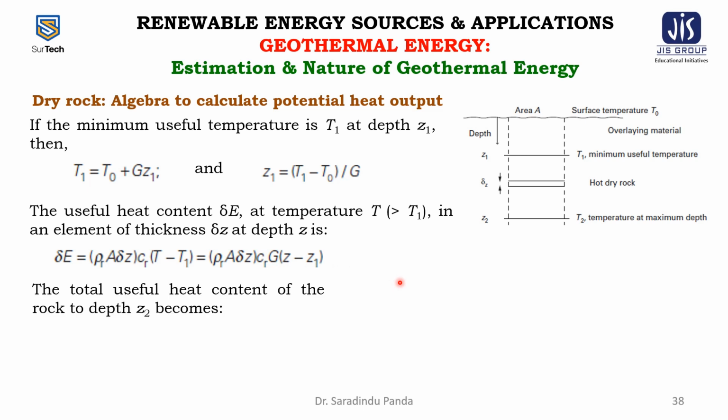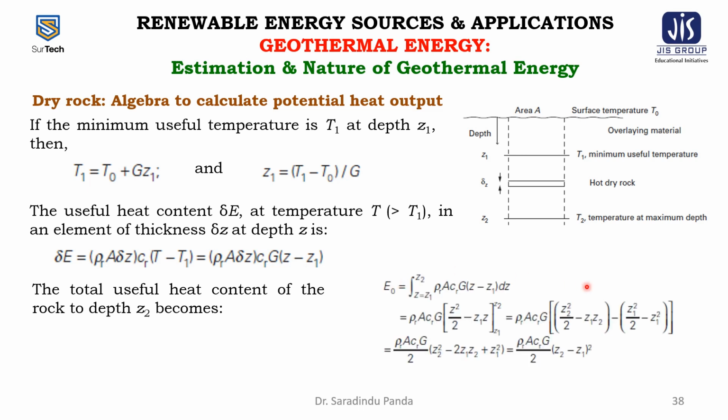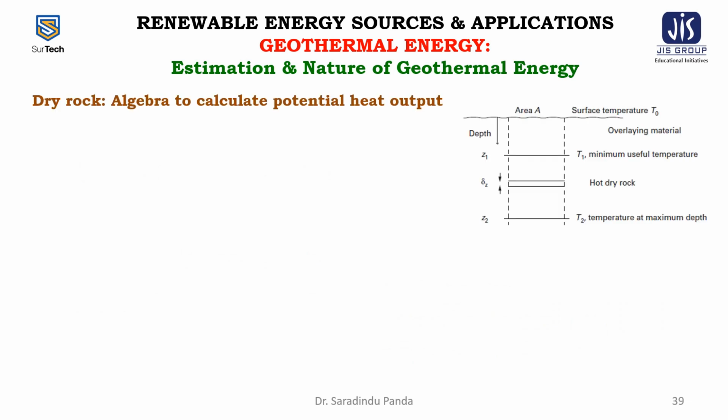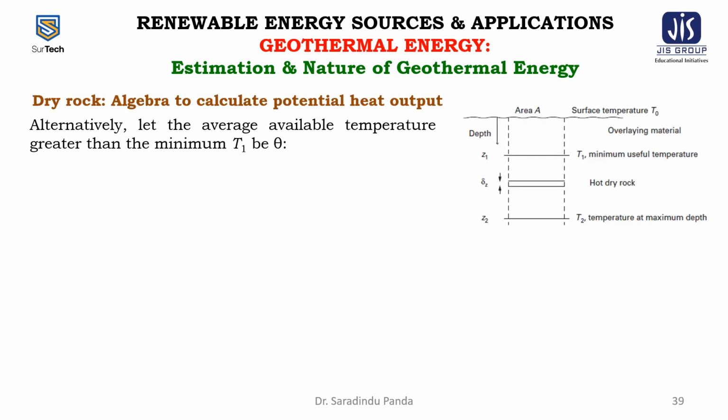The total useful heat content of the rock to the depth Z2 becomes this as per these equations. Finally, we get E0 is equal to rho r A Cr into G by 2 into (Z2 minus Z1) square. Alternatively, let the average available temperature greater than the minimum T1 be theta, then theta is equal to (T2 minus T1) by 2, that's equal to G into (Z2 minus Z1) by 2. Then E0 is equal to Ct into theta, that means Ct into Z into (Z2 minus Z1) by 2.